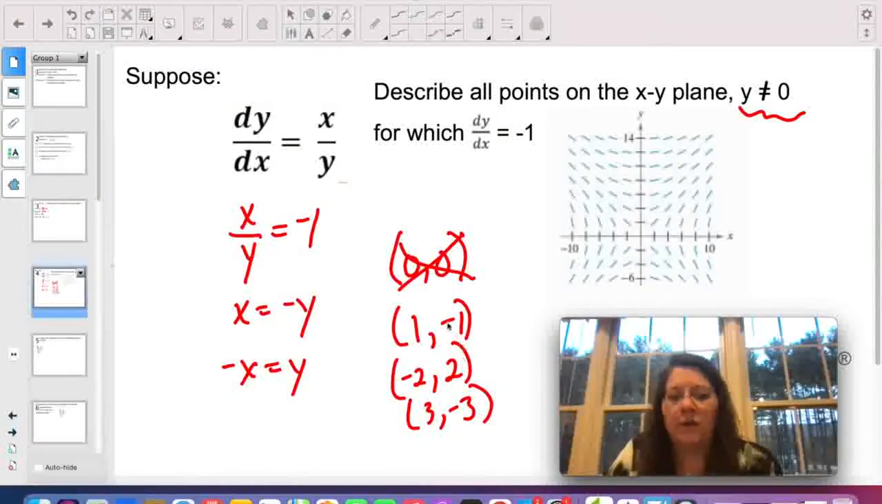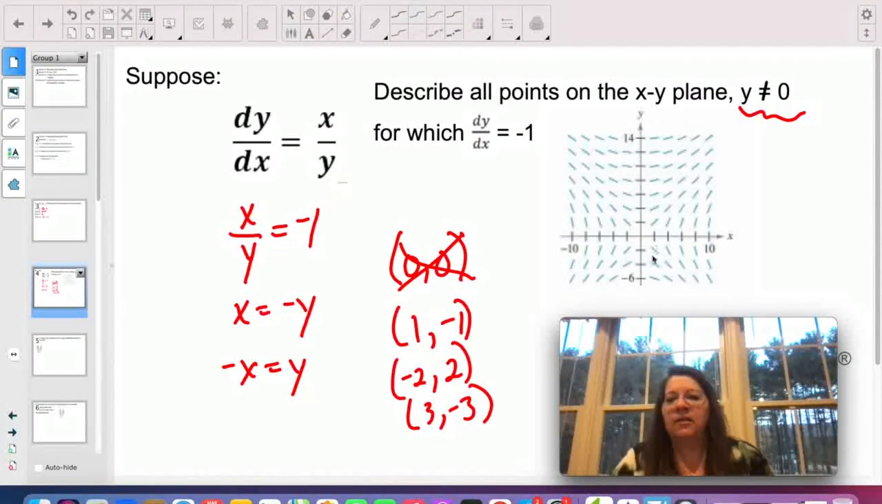So here I've listed a few points where x and y are opposites: (1, -1), (-2, 2), (3, -3). And let's just look at the slope field at those ordered pairs. At (1, -1), it looks like a slope of -1. At (-2, 2), that looks like a slope of -1. At (3, -3), it looks like a slope of -1. And if you look across this entire slope field, doesn't it look like all of these opposite points would have the same slope of -1? That's what this is demonstrating: when your x and y are opposites, the slope field will have a slope of -1 at all of those points.